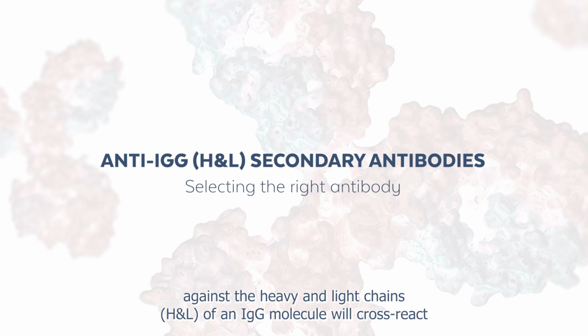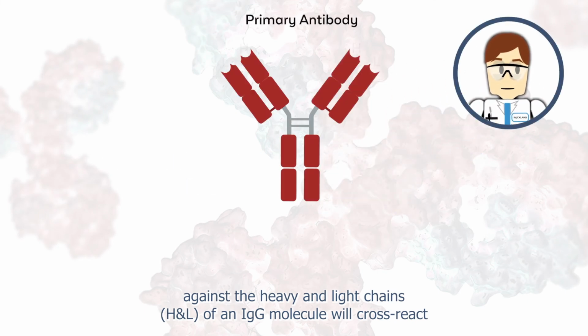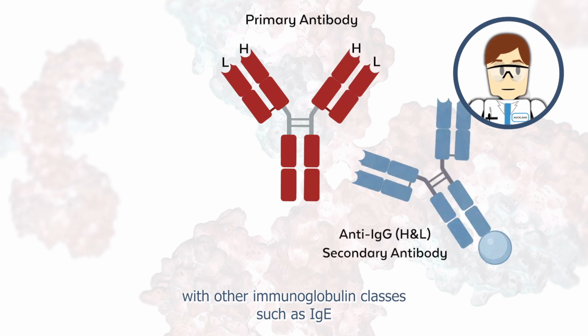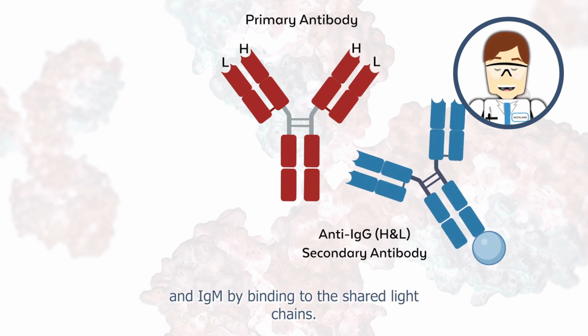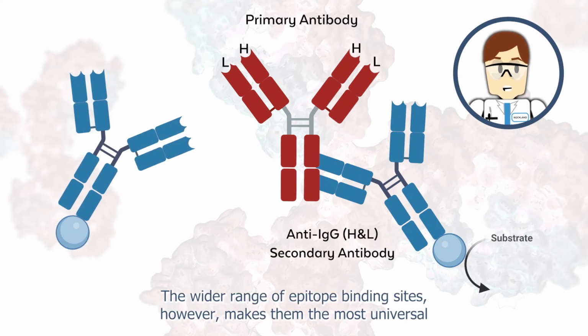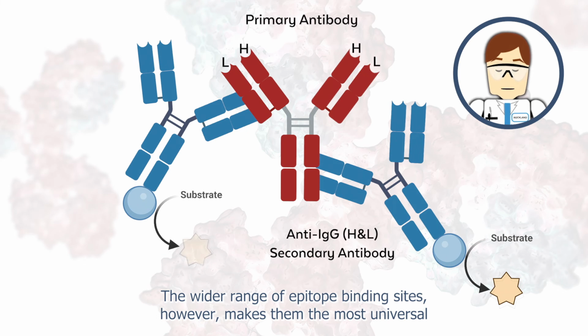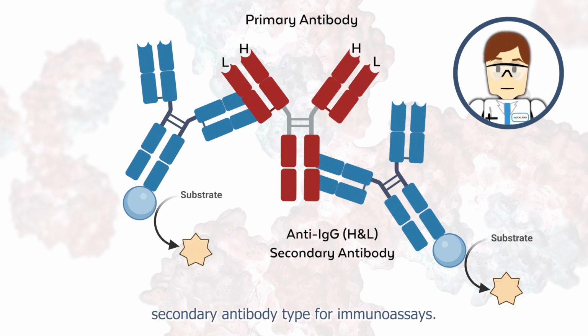Antibodies raised against the heavy and light chains of an IgG molecule will cross-react with other immunoglobulin classes, such as IgE and IgM, by binding to the shared light chains. The wider range of epitope binding sites, however, makes them the most universal secondary antibody type for immunoassays.